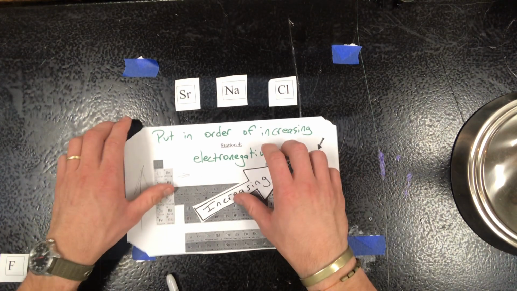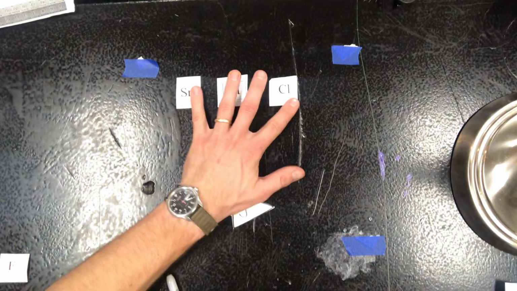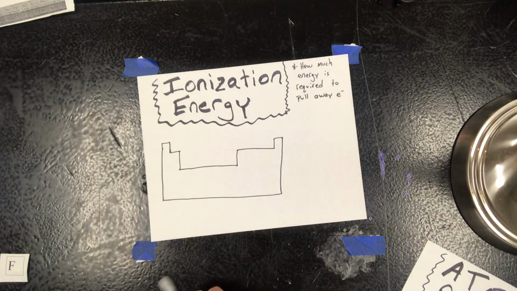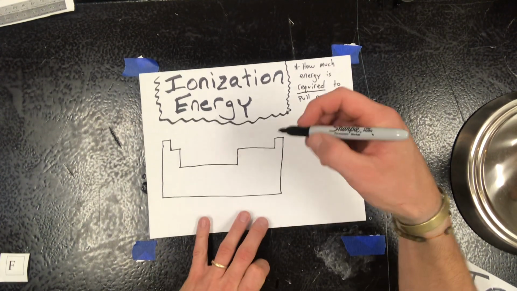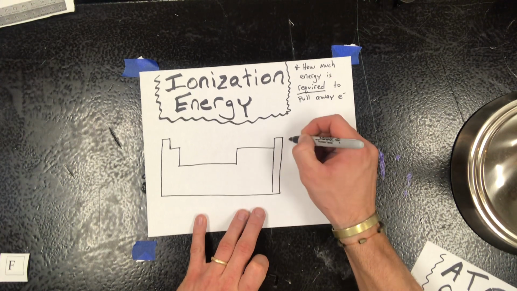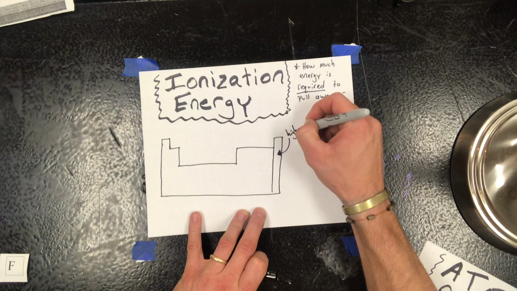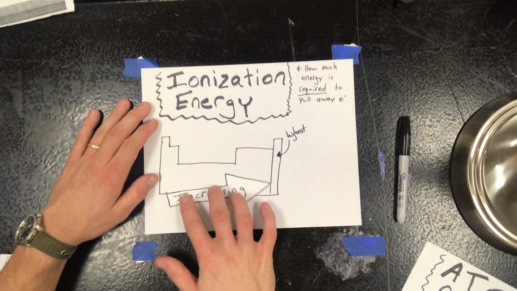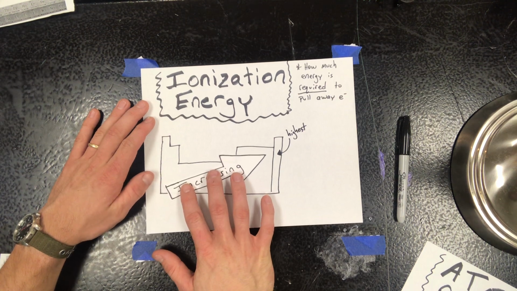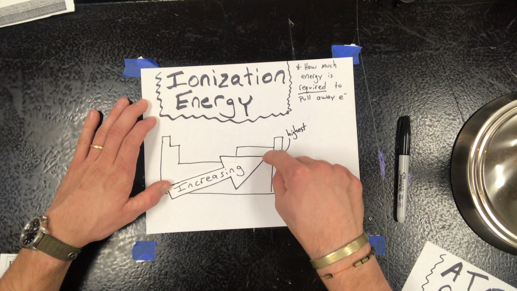All right, let's move on to ionization energy. Ionization energy is, again, how much energy is required to pull away an electron. Now remember, I told you that these noble gases right here, they are going to have the highest ionization energy. Similarly to electronegativity, ionization energy is going to increase in the same direction. So this is the lowest, and this is going to be the highest.